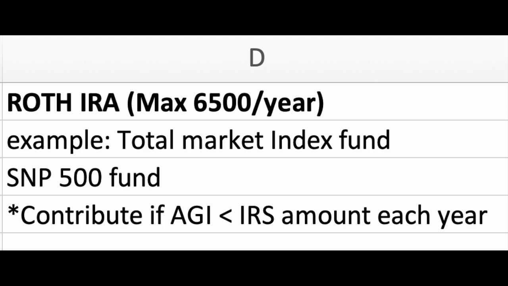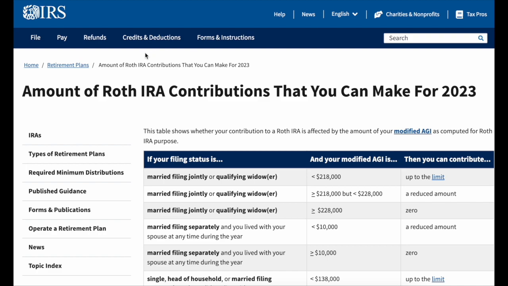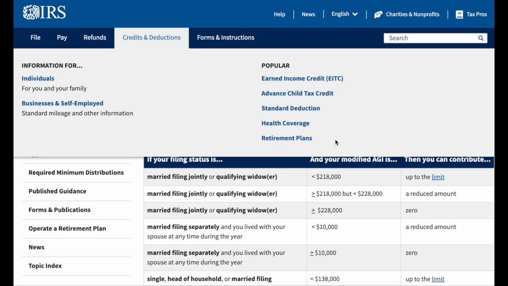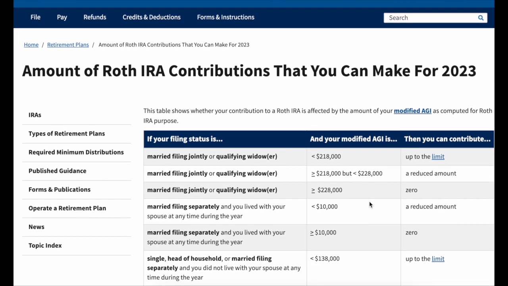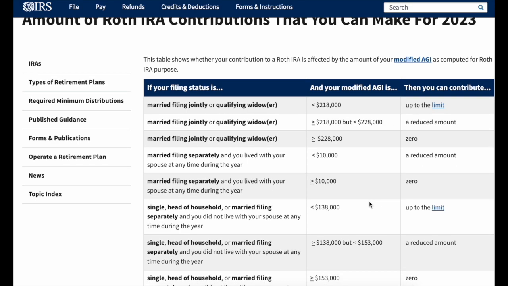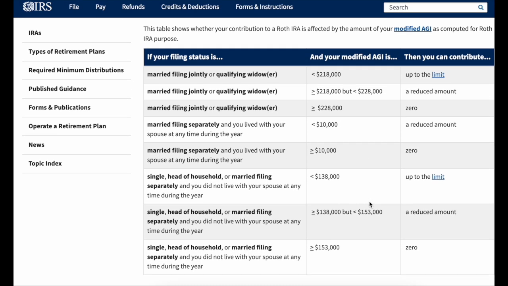So, but let's break it down. Let's look into a different article that kind of shows it a little more advanced. So in terms of Roth IRA contributions, this is strictly for 2023, but you can just go right to the IRS website. It's just irs.gov, and it shows you how much you can put into your Roth, the $6,500, but it shows the modified adjusted gross income, just to get an idea if you're going over it.